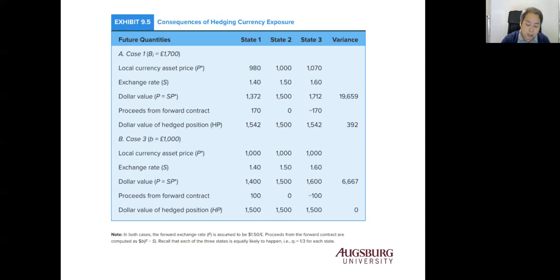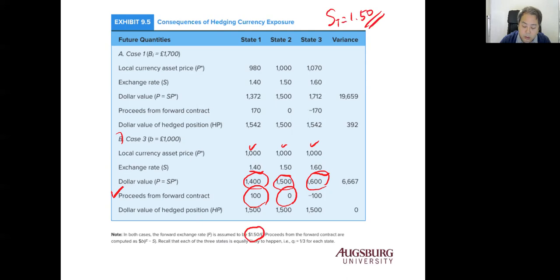So let's look at B. You can just sell the 1,000 pounds forward. What you can do is, now you have exchange rates of 140, 150, 160. You basically have 1,400, 1,500, 1,600 in each state. There are proceeds from the contract values. Suppose 150 is the future spot rate, then you don't have anything from the contract. You earn 100, you lose 100, so you have 1,500 all the time. So you can completely hedge.